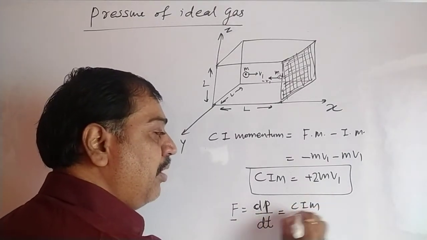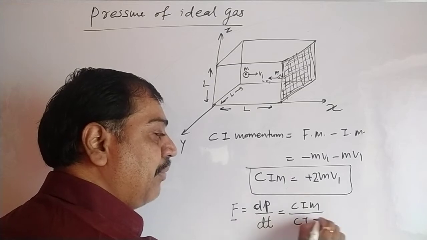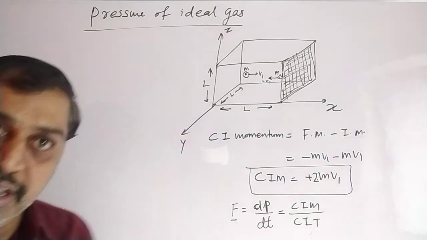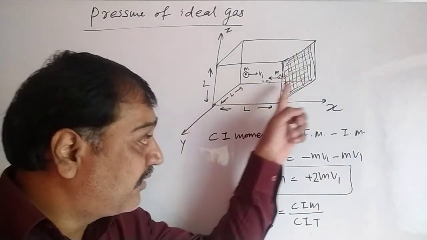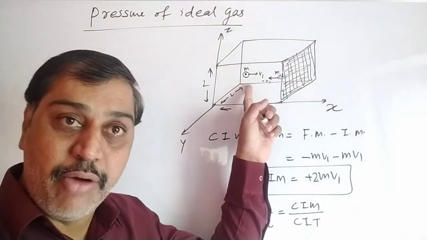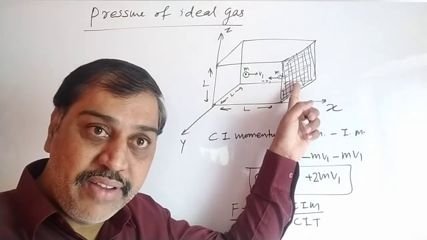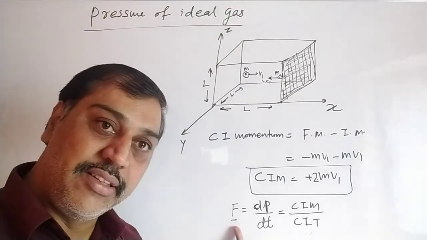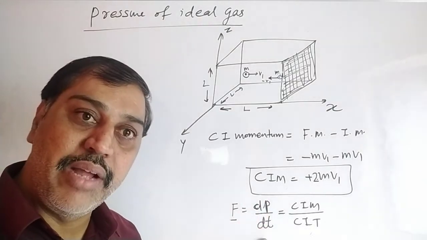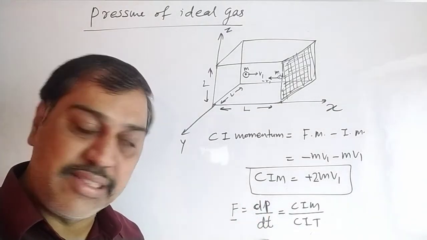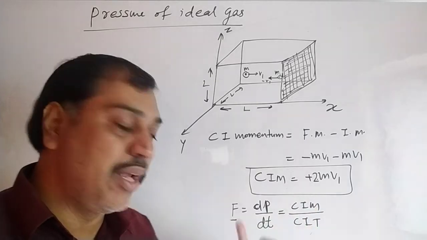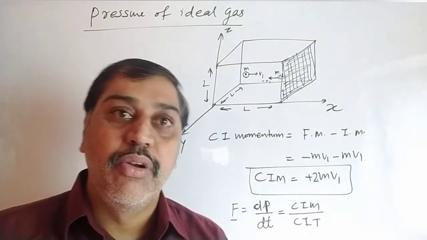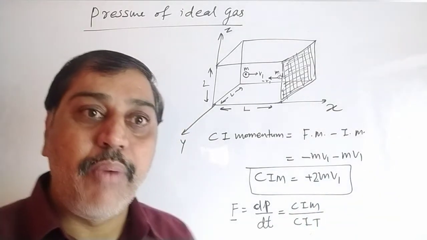Change in momentum divided by change in time. Their ratio gives the force. How much force does this molecule exert on this face when it collides with the face? That we have to find out, and that force is nothing but the rate of change of momentum with respect to time according to Newton's second law, the same thing, change in momentum divided by change in time. To find it out, we must first find out the change in time.